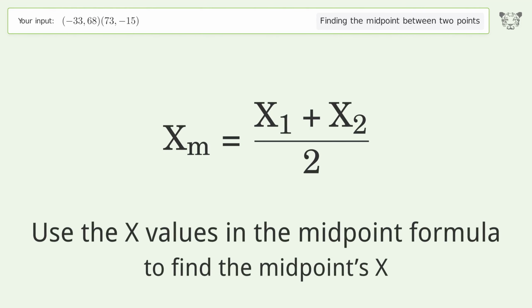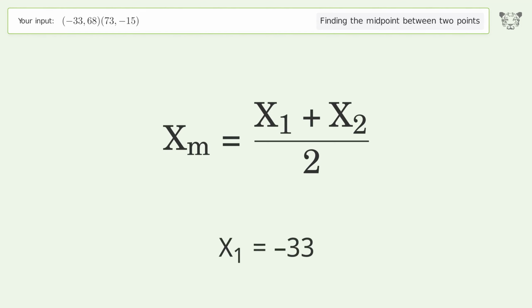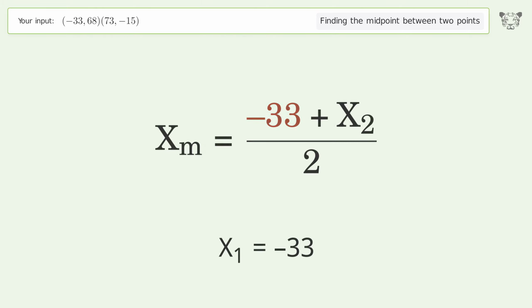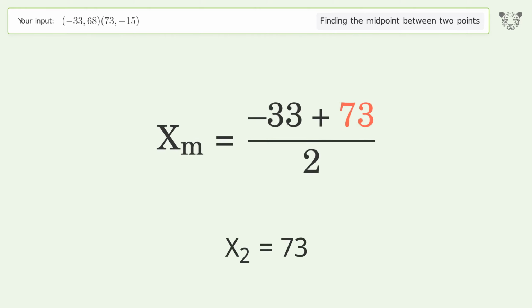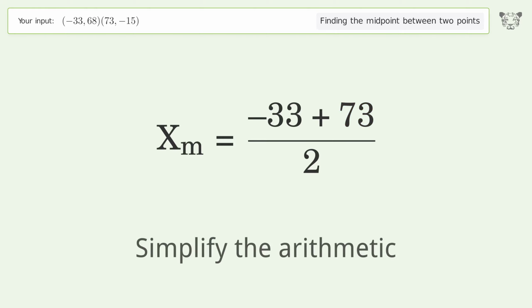Use the x values in the midpoint formula to find the midpoint's x. x1 equals -33. x2 equals 73. Simplify the arithmetic.